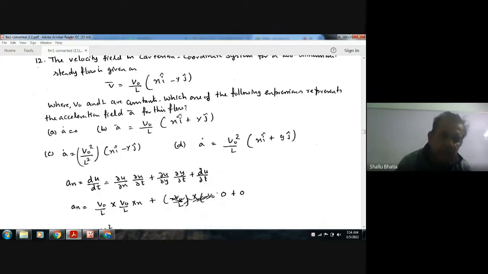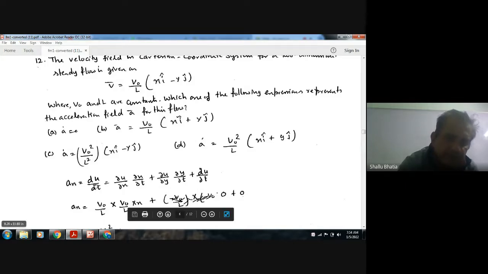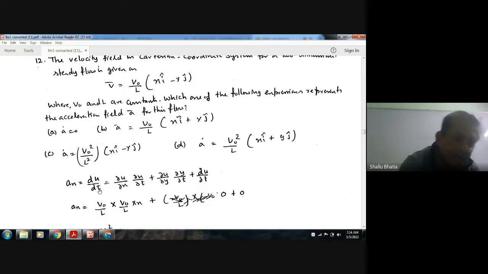Okay. So this is your AX. So AX is, this is your u, and this is your v. So ax is your du by dt. And similarly, ay is your dv by dt.